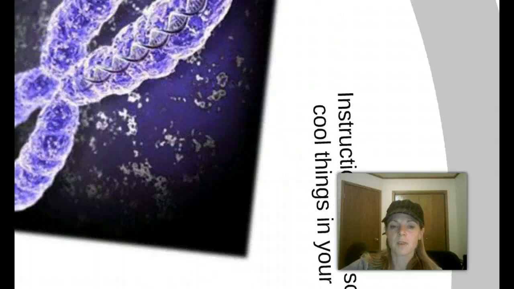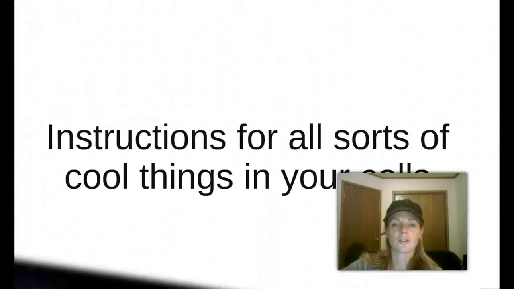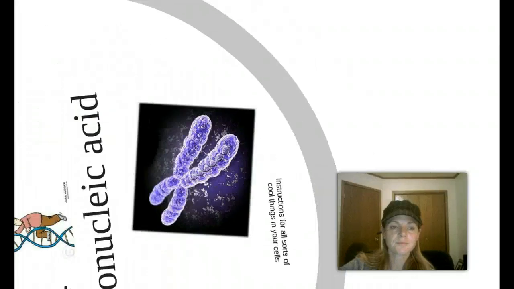All right. Now, the instructions for all sorts of cool things in your cells come with DNA. That's what DNA is. So it's these instructions on, just like Bill Nye said, your eye color, your hair color, you know, a little bit about your personality. Some of your inheritances come from your parents, but that ultimately is in your DNA. So, lots of cool things that happen.